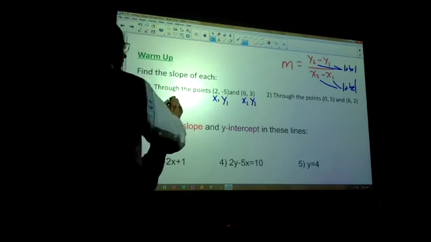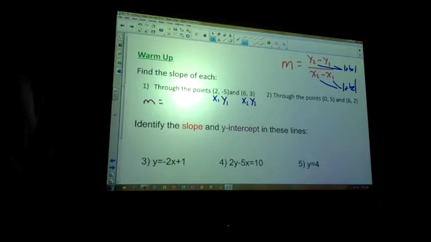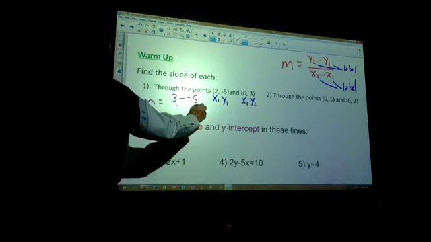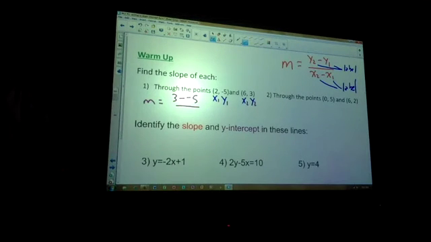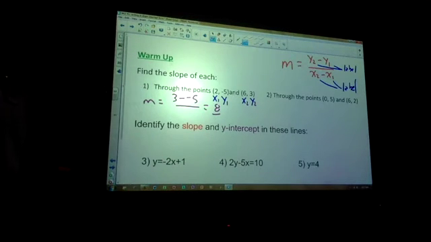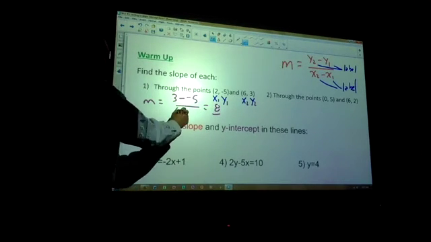So slope is, well, what's on top? Minus 5. What do you mean? 3 minus 5 equals 8. 6 minus 2. 3 minus y, 3 minus 5. That's 8. And that's plus, so that's 8, right? And then 2 minus 6 minus 2. And then 6 minus 2. Cool.